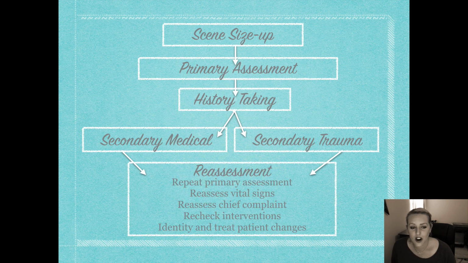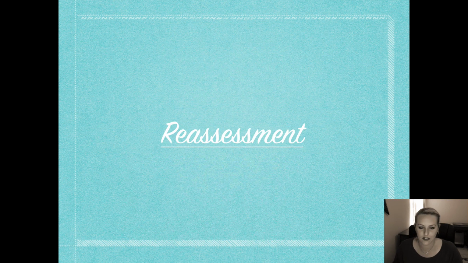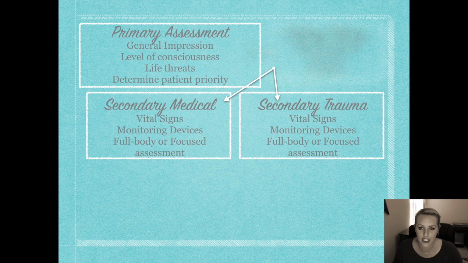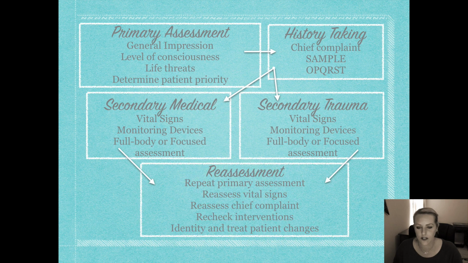Okay, so we have gone through our secondary medical, we've gone through our secondary trauma, and now we're at our reassessment. Here, repeat primary assessment, reassess the vital signs, reassess chief complaint, recheck your interventions, and identify and treat patient changes. So, while we're in class, we are going to go over all of that again. However, this is the steps that we should be taking.